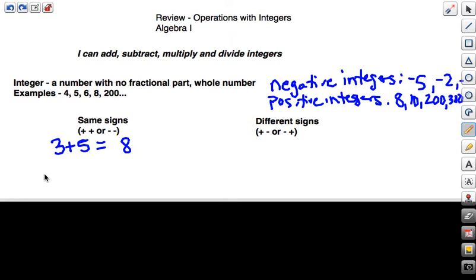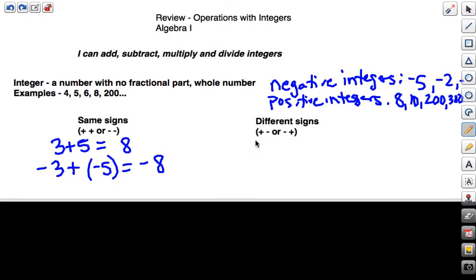Okay, let's say that we have two negative integers that we're adding. So let's say we have -3 plus -5. Since we are adding two negative numbers, we know that our sum is going to be negative. And we're just combining the 3 and the 5. 3 and 5 is 8, so it's -8. We'll also look at how to do this on a number line here in a few minutes.